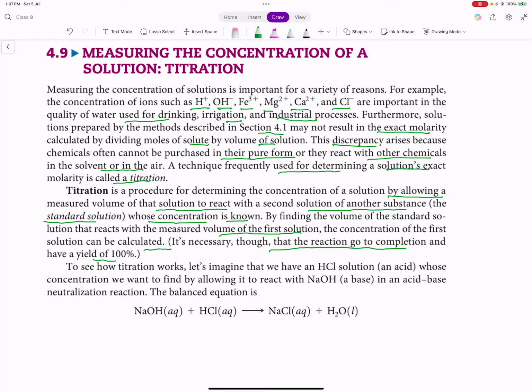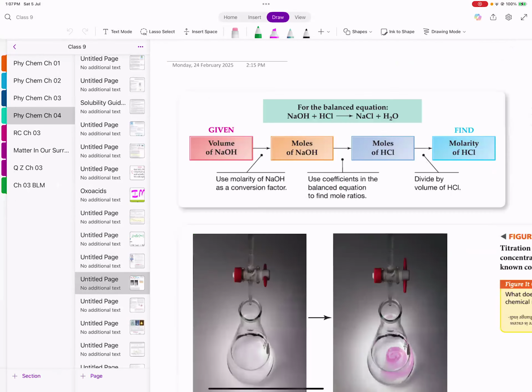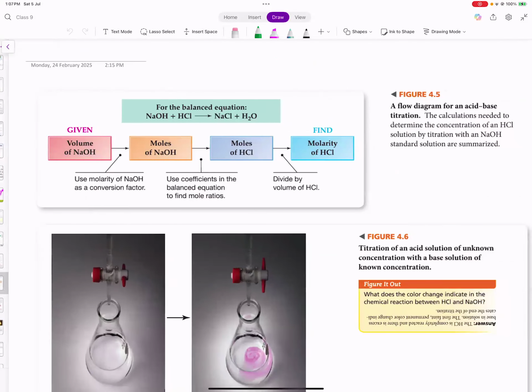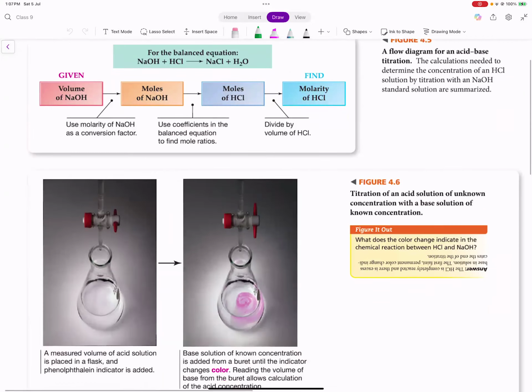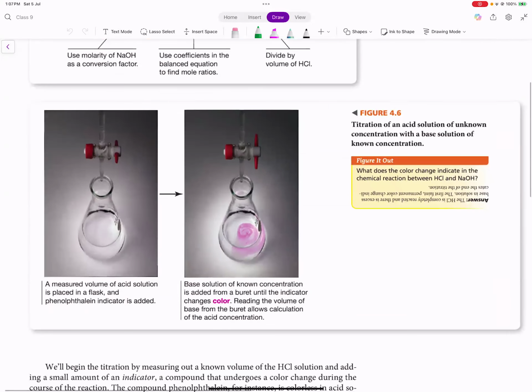And we titrate; the process is called titration. This is for determining a solution's exact molarity. So it's the same thing. We don't need to look at this. So this is how titration is done.